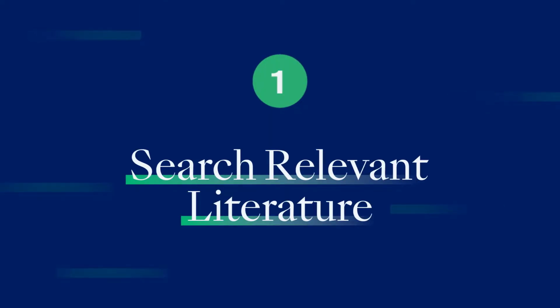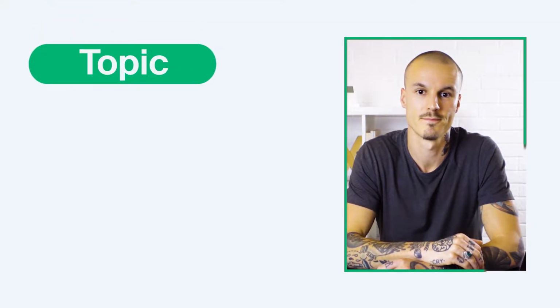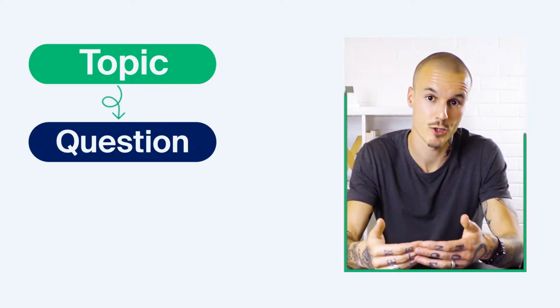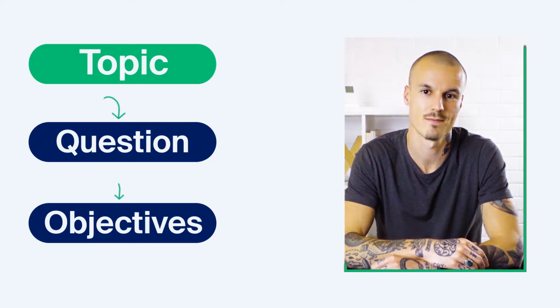1. Search for relevant literature. Before you can conduct a literature review, you first need a clearly defined topic. This topic needs to be closely related to your research question and overall objectives. Within this playlist, I've included the video Why a Literature Review is Important. It's worth starting there, and I've covered what a research question is.